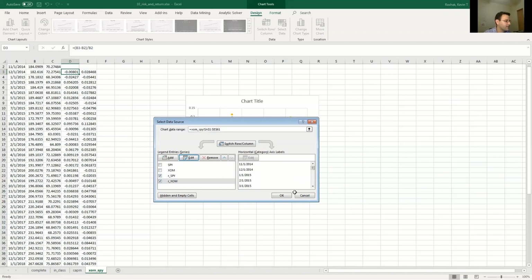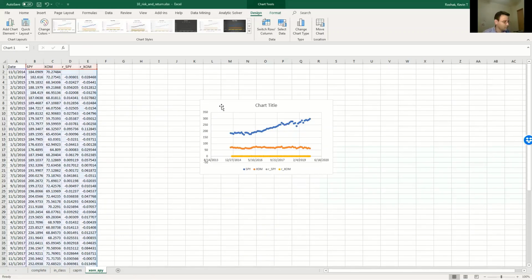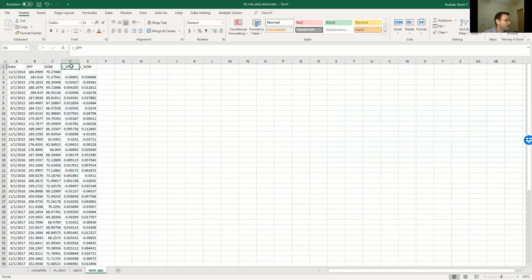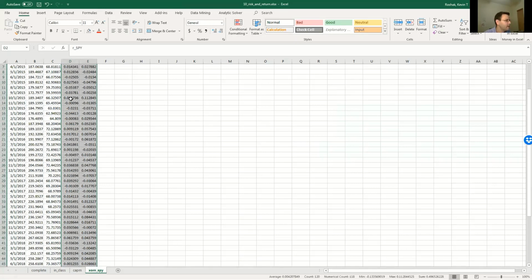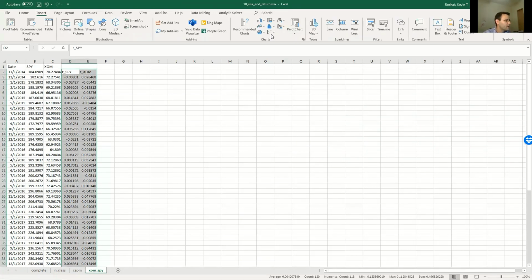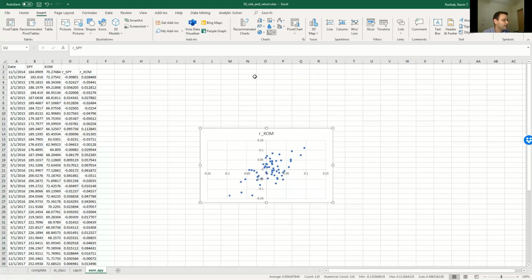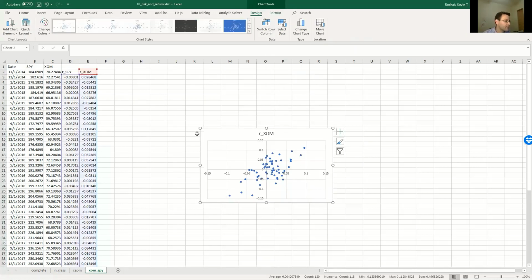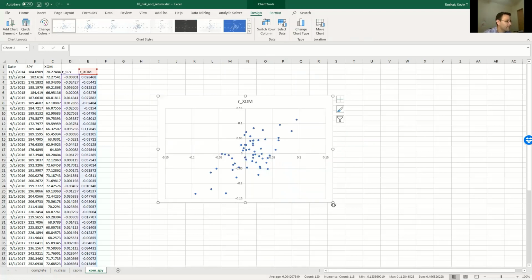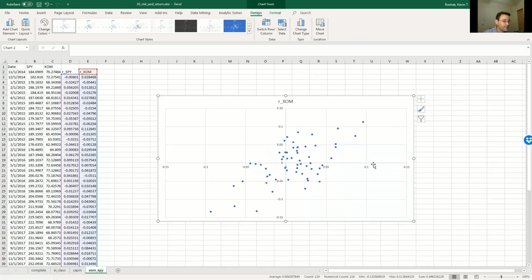And in fact, just to make things a little bit simpler, I'm going to get rid of that one. And I'm just going to highlight these two columns. If I just highlight those two, then it's going to be easier to create the graph in Excel. So I'm going to insert this scatter plot. And when I highlighted it, it's automatically going to give me exactly what I wanted because I only selected those two columns. And so it knows exactly what to do. On the x-axis, it's putting the S&P 500. And on the y-axis, it's putting ExxonMobil.